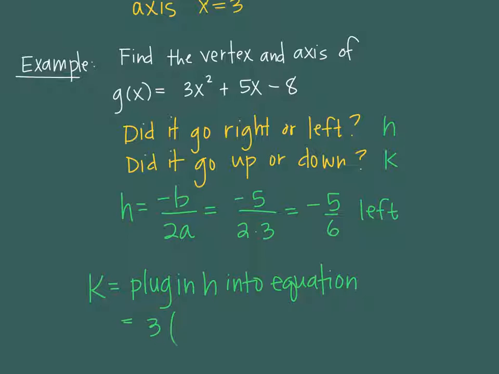So we'll have 3 parentheses, negative 5 over 6. Always use parentheses so that you don't mess up the negative. Plus 5 parentheses, negative 5 over 6, minus 8. Okay, could you use your calculators for a moment, please? Grab them out, put parentheses around those, and type it in and tell me what we get in fraction form. Okay. All right, negative 121 over 12. That means it went down.